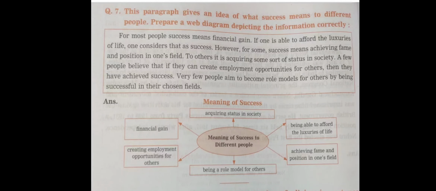Now, see the answer. We have given the heading to this diagram as meaning of success. Then, which is the main point that we have arranged in the center, meaning of success to different peoples, and using the points which are provided in the given passage, we have created this web diagram. So, each and every point is included in the web diagram.